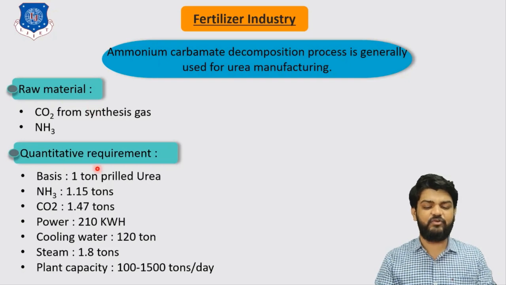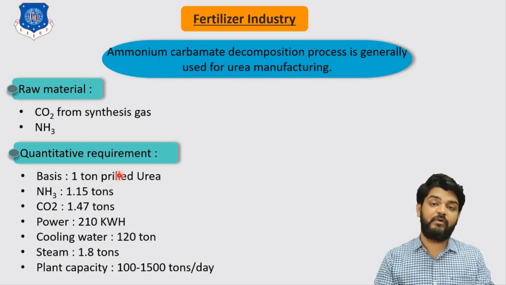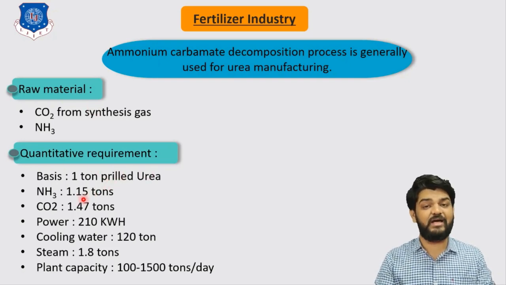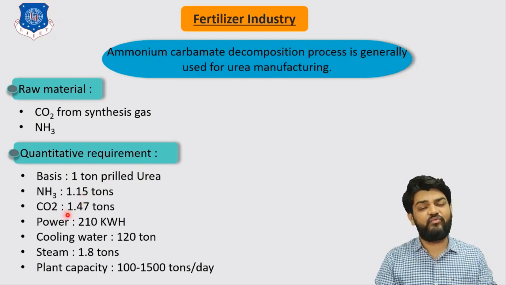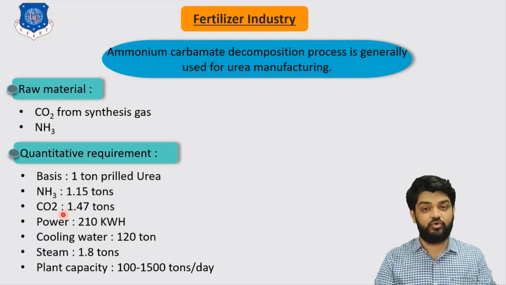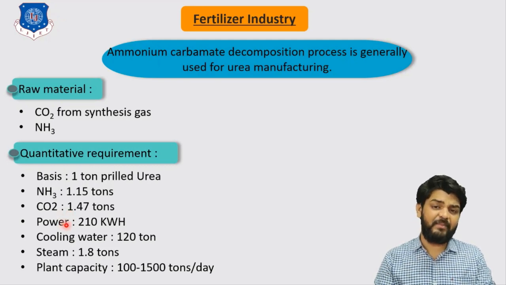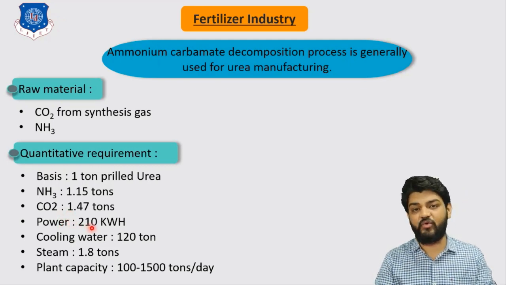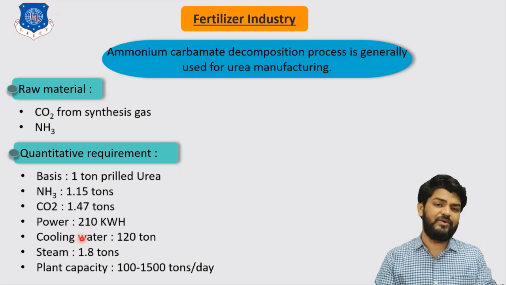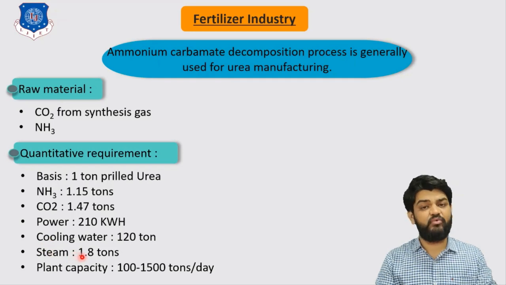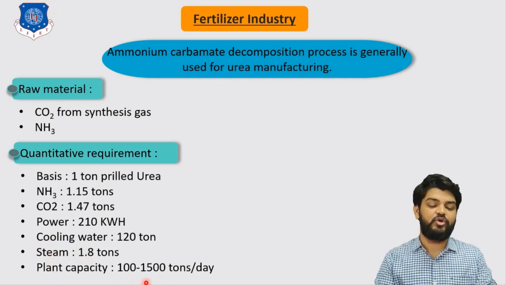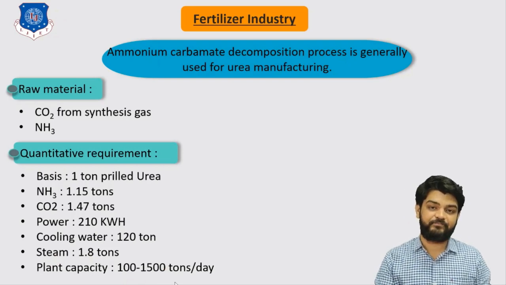So now let's see what the quantitative requirements for this method are. You can see here, for the production of 1 ton of urea, we are going to require around 1.15 tons of ammonia and around 1.47 tons of CO2. Then the power requirement for this process is 210 kilowatt hours and the cooling water required is 120 tons. The steam requirement is around 1.8 tons. And lastly, a plant capacity of 100 to 1500 tons per day can be achieved with this method.